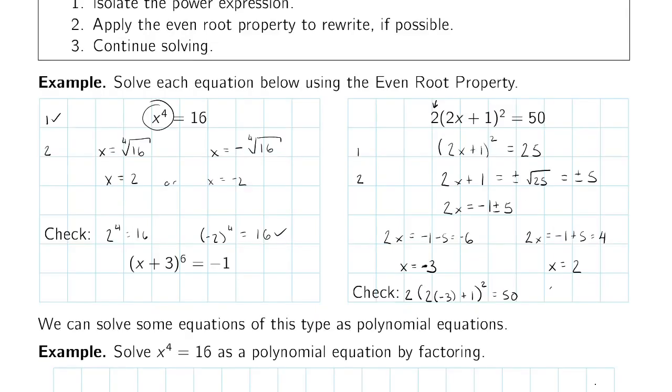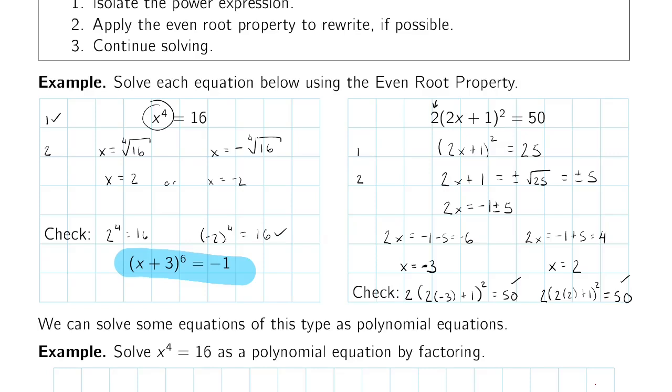With +2, we'll have 2 times (2 plus 1) squared. So inside the parentheses, we'll have a 5. That seems reasonable. And throwing everything into the calculator, that also works out. So each of our solutions actually worked in that equation. Okay, let's see one more example where something goes wrong.